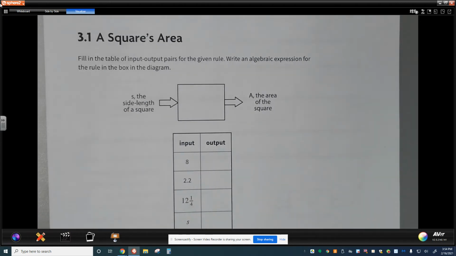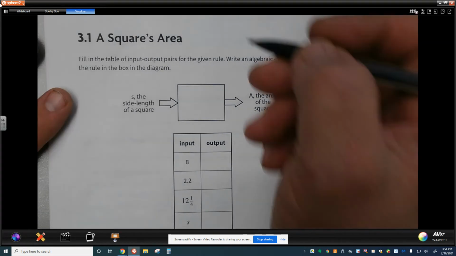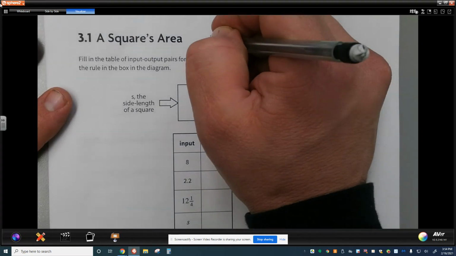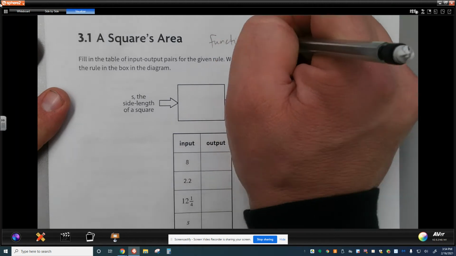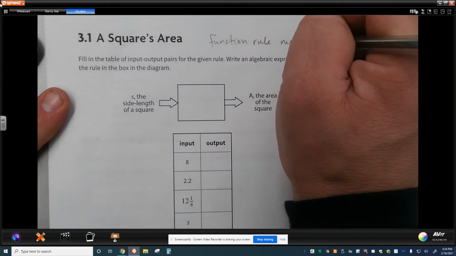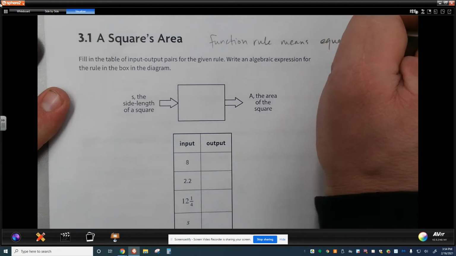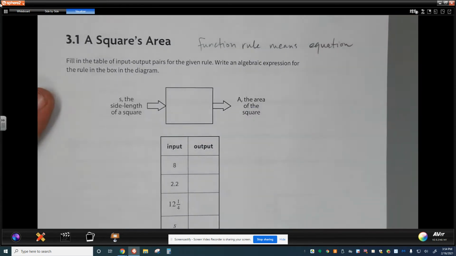we're working with, and understanding that a function rule means equation. So what we're after with this, the rule is the equation, or it's the expression that dictates how the input will be affected to be able to give us an output.